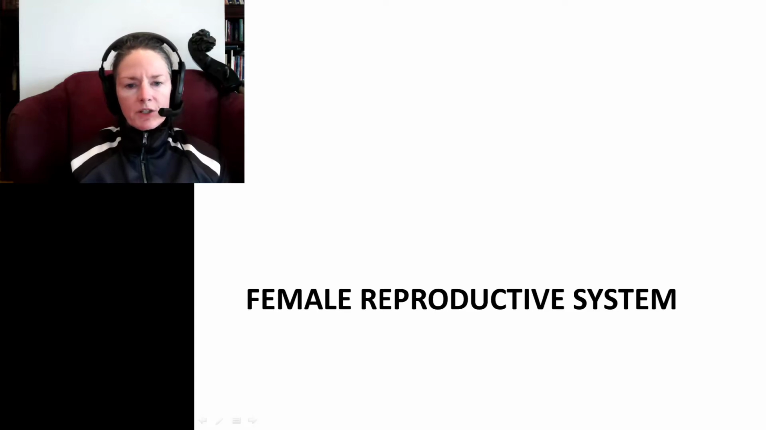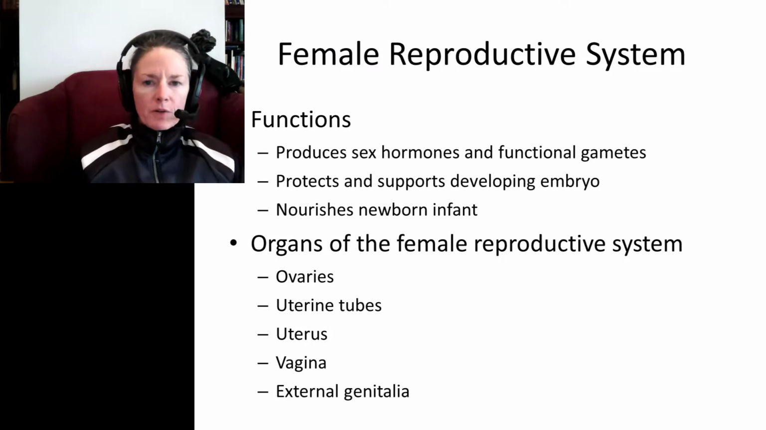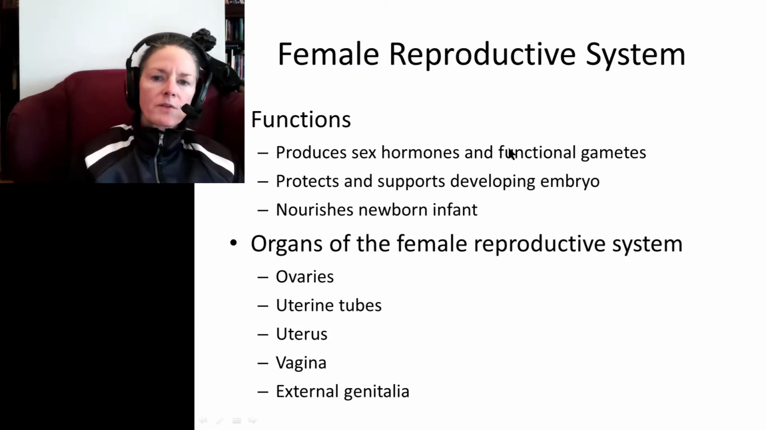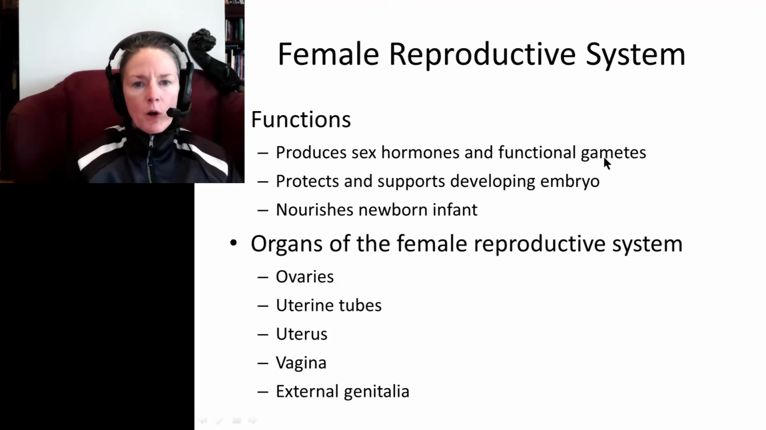So in this segment, we'll continue on to the female reproductive system. Now, the functions of the female reproductive system are similar to the ones of the male reproductive system in that we have to produce functional gametes. In this case, it will be the oocytes. And of course, we also have to produce sex hormones that will support the reproductive system and also the development of an individual should we have the union of a spermatozoa and an oocyte.